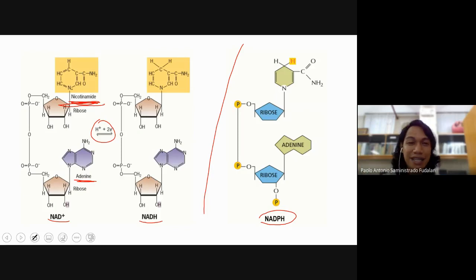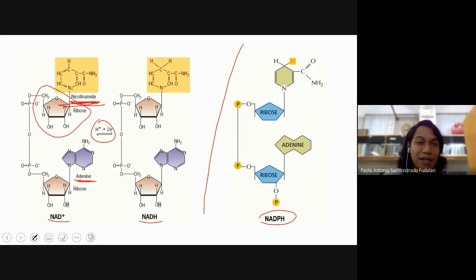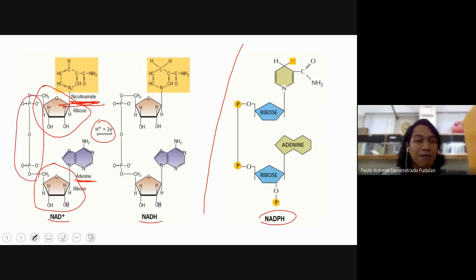So look at this structure. This is actually ribose, like the sugar in your RNA, no? And then there are two of them attached together with a phosphate backbone. So it really looks like a nucleic acid nucleotide. So that's why it's called nicotinamide adenine dinucleotide. And it's a carrier of electrons.